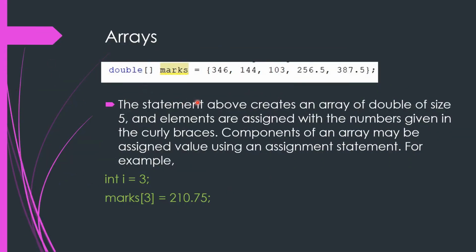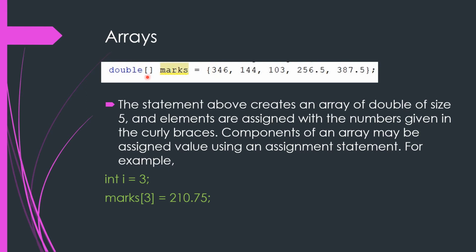Now, the statement above creates an array of double of size 5 and the elements are assigned the numbers given in the curly braces. Components of an array may be assigned a value using an assignment statement. It means in this statement which we had just written in the coding, we are assigning the values ourselves. We have given these 5 values from our side and these values will be assigned to the elements. And we have given 5 numbers, so of course the size is 5. And what is the data type? The data type is double.